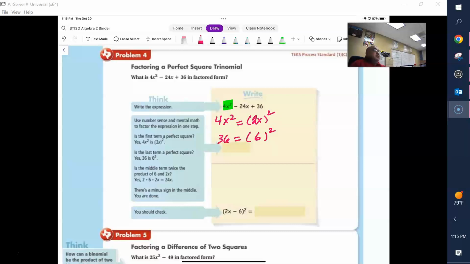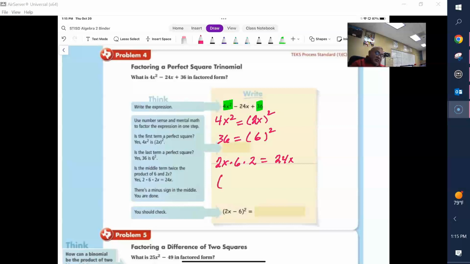Now what you have to do with the middle term, you got to multiply 2x times 6 times 2. And if you get the middle term, when you do that, 2x times 6 times 2, you get 2 times 6 is 12 times 2 is 24x. Did we get the middle term? Yes, we got the middle term. So it is a perfect square trinomial.